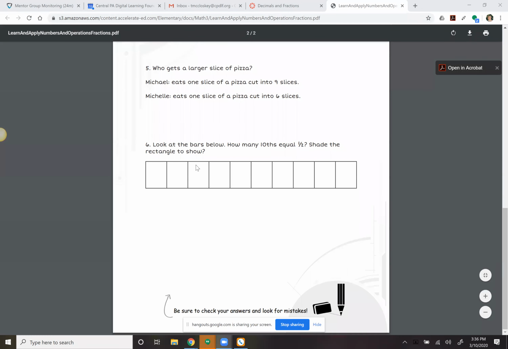All right. Look at the bars below. How many tenths equal half? So there are 10 bars. This is 1 bar and it's broken into 10. How many need shaded to make it 1/2? You need to shade in 5. Good. Half of 10 is 5.